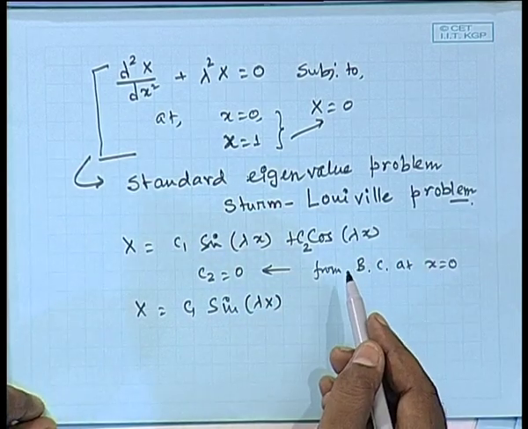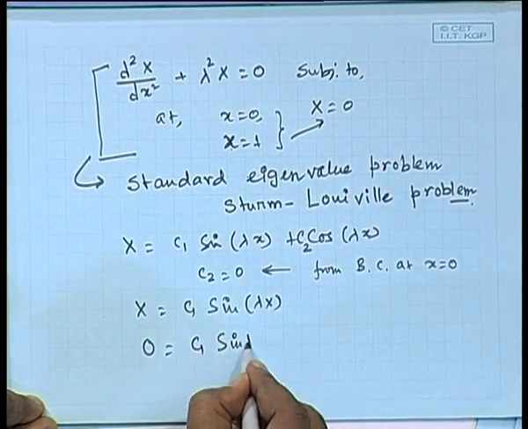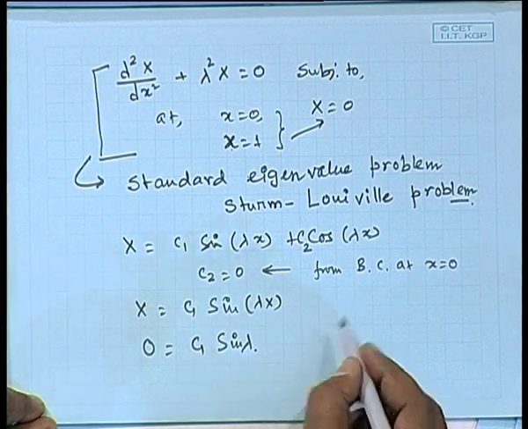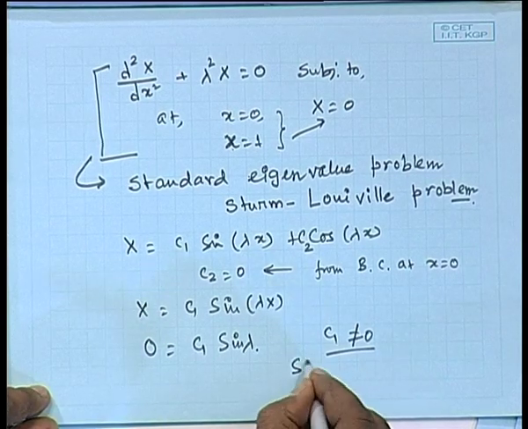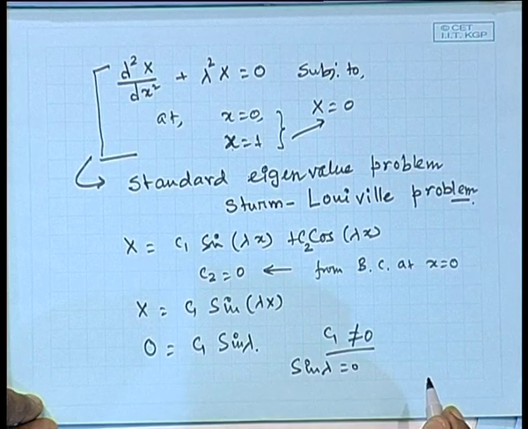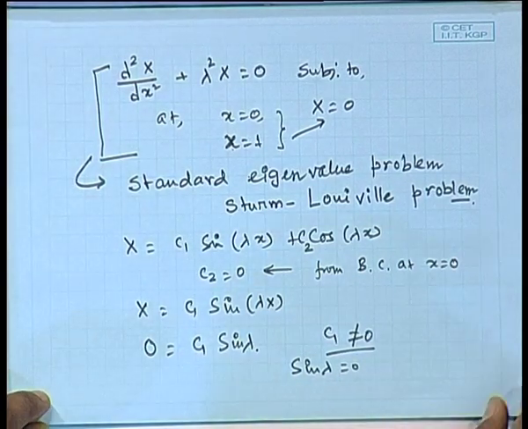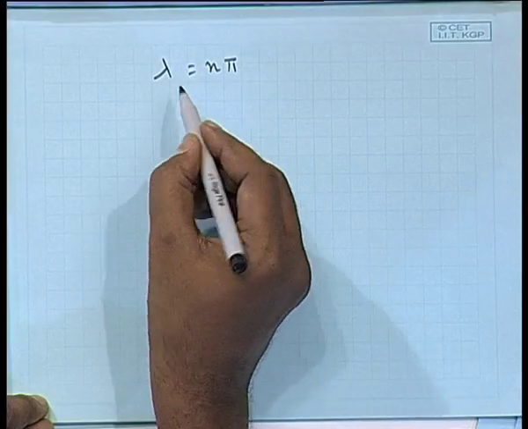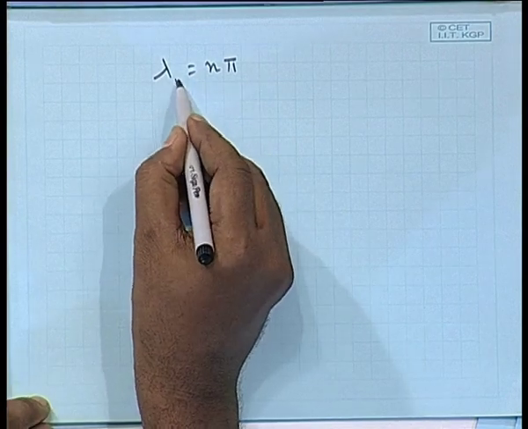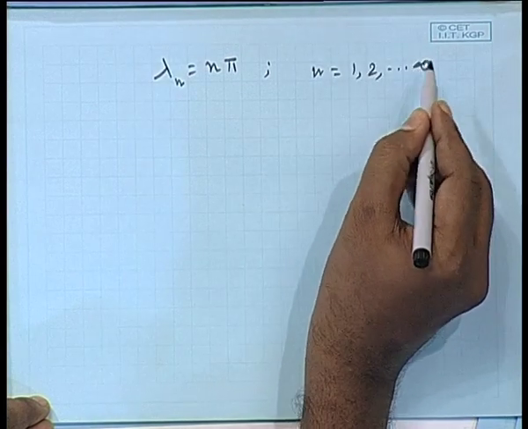Now, if you put the other boundary condition at x equal to 1, your capital X is equal to 0, C1 sin lambda. To get a non-trivial solution, C1 must be non-zero. That means sin lambda equal to 0. So, n number of solutions exist, right? Sine curves will cut the x axis infinite number of times. So, roots of this equation are tending to infinity. So, lambda is equal to n pi, and the corresponding solution is denoted by putting a subscript, lambda n. The index n runs from 1 to infinity.